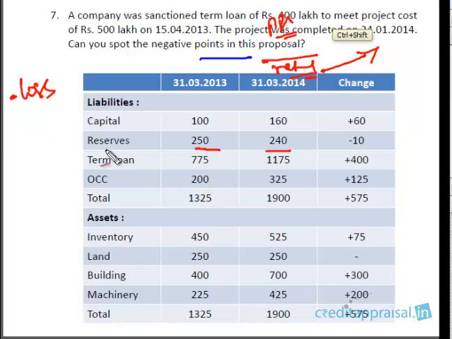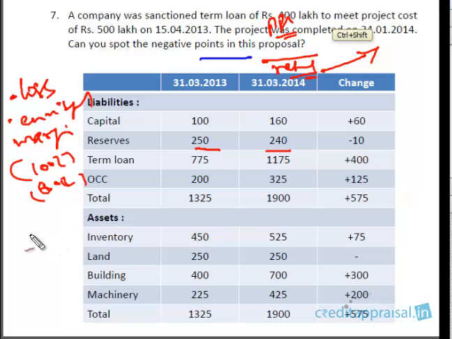So here the one negative point is the company has made a loss. The other negative point is the margin, the envisaged margin. The promoters didn't bring in the entire margin of 100 lakhs. See, they brought in only 60 lakhs. There is a 40 lakhs shortfall. And the third negative point is there was a diversion of funds.